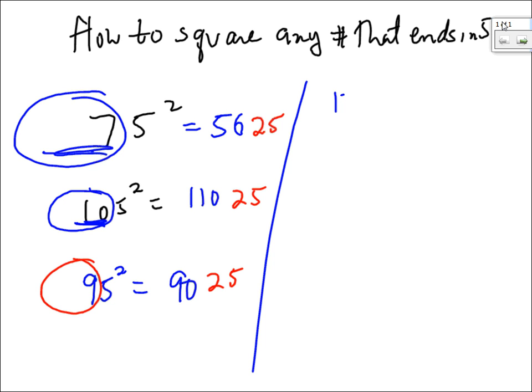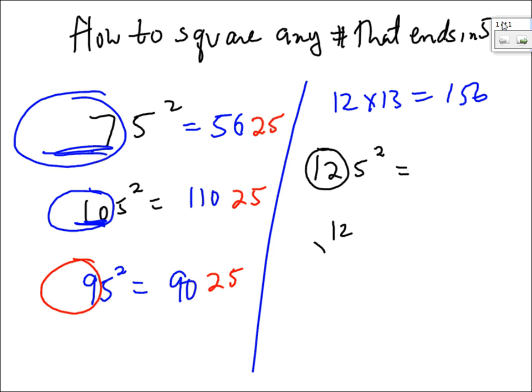So if you know that 12 times 13 is 156, then 125 squared is really easy. You take that number, multiply it by 1 more, get your answer, and then always add 25 at the end. So it's 15,625.